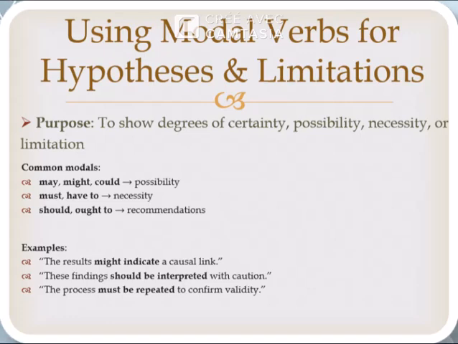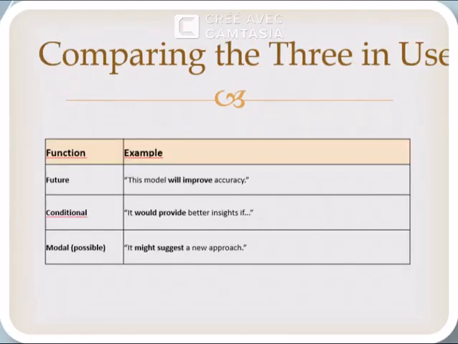Using modal verbs helps us stay objective and cautious in scientific writing. It shows our awareness of the limitations and the strength of the evidence. So let's move to comparing the three in use. Let's compare three different grammatical structures we often use in academic writing to express, as stated, predictions, conditions, and possibilities.